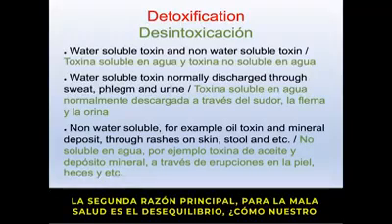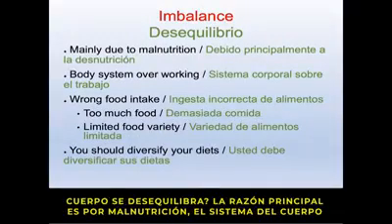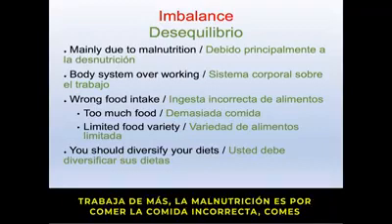Then comes the second main reason for bad health, which is imbalance. How does our body get imbalance? The main problem is malnutrition. Okay, the body system overworking.